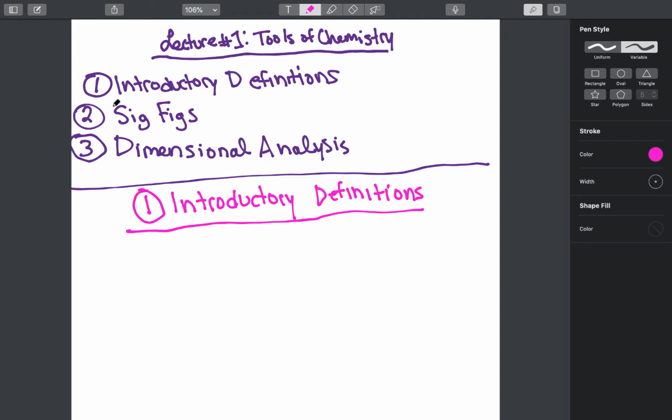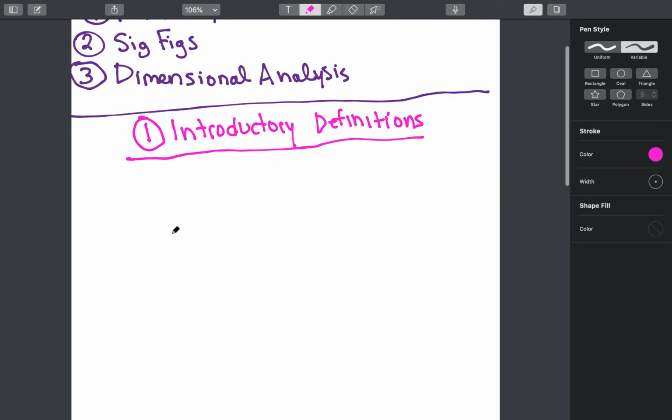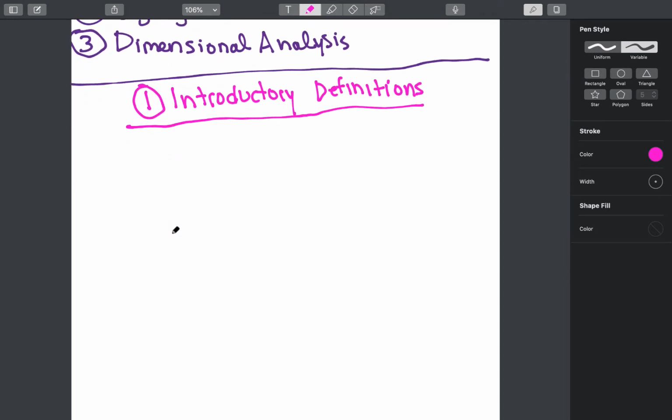Next, we'll go over some sig figs, which I know is a difficult topic for many freshman chemists. And then we will lastly do some dimensional analysis problems. We'll do an easy one, a medium difficulty one, and a very hard dimensional analysis problem. So with that, let's start lecture number 1 with some introductory definitions.